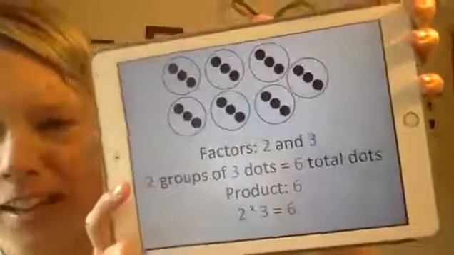What do you see? 7 groups of 3. We did see 7 groups of 3, so I'm having a moment with this slide. It says our factors are 2 and 3. I think that's a misprint. The factors are 7 and 3, and the product is 21.